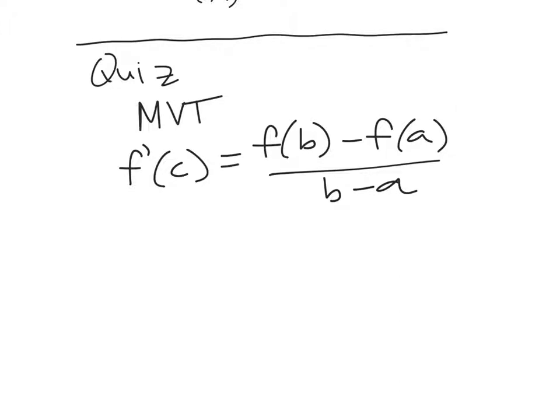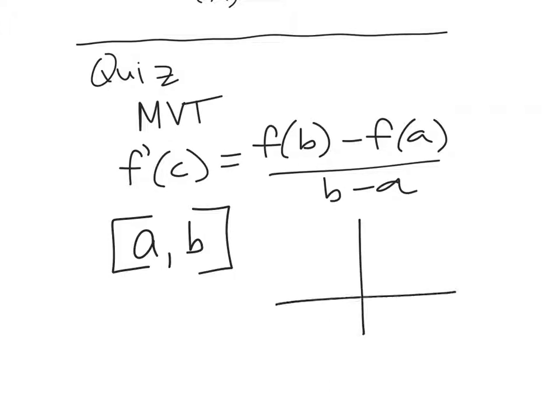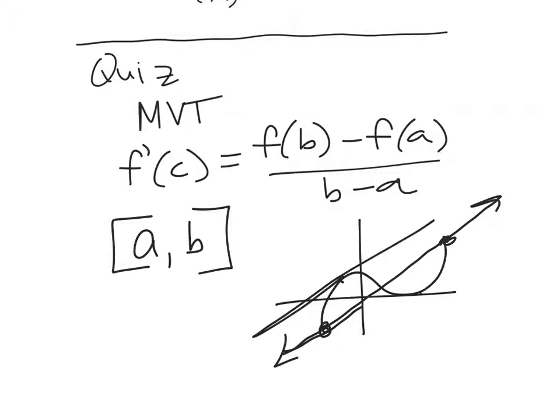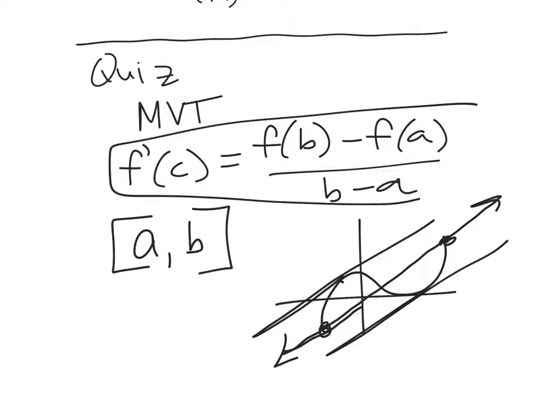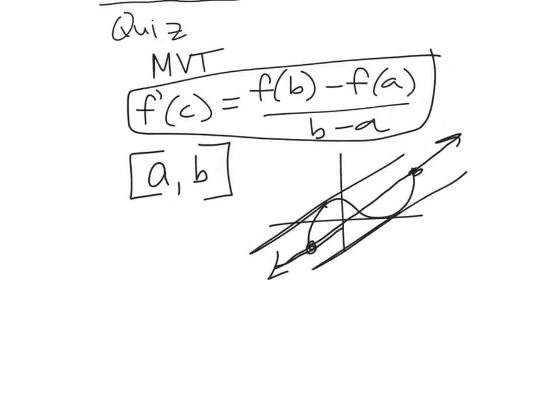This is on a closed interval from a to b, and you're trying to find the point that has the same slope as the secant line. Do you remember that? For example, if you had something like this, with the secant line that goes through x equals a and x equals b, we would find probably 2 points where the slope would be exactly the same. And this formula will be given to you, so you don't need to memorize that.